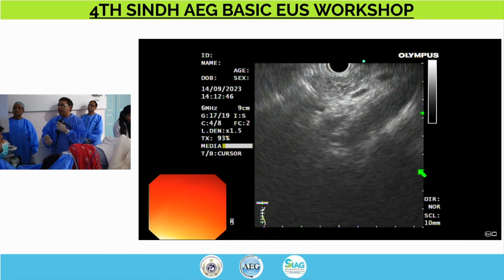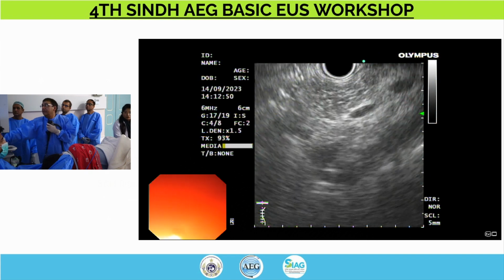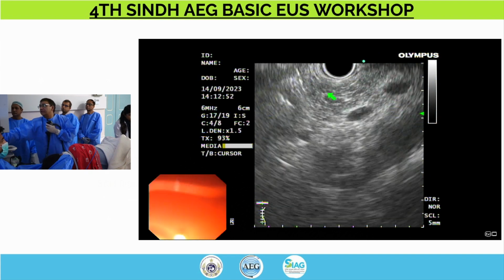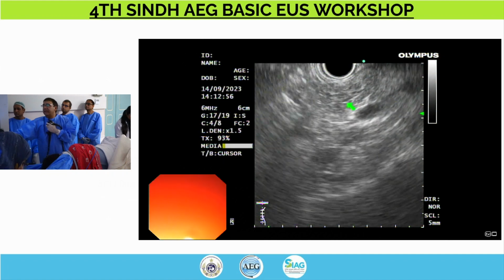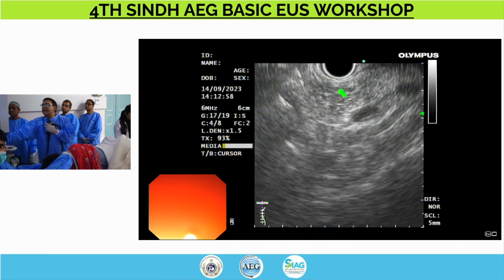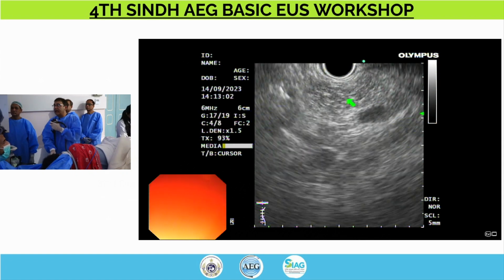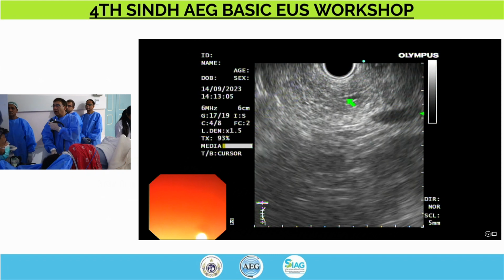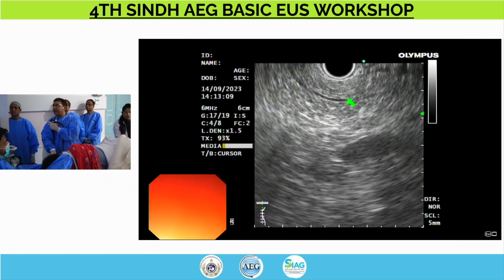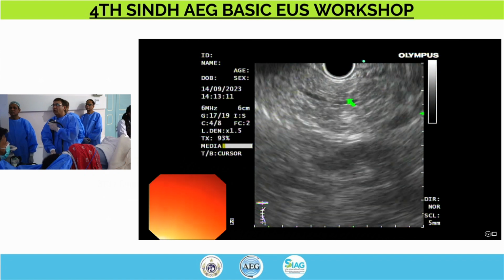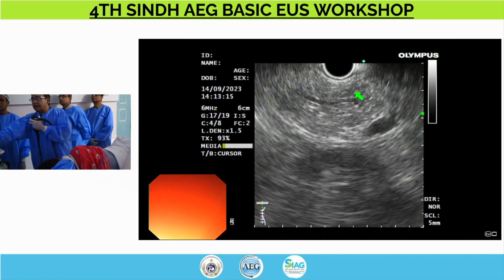So here, if I have to go towards this, this is the body of the pancreas right here. Duct is right in the center. I'm keeping that underneath the transducer to go towards the distal body and tail of the pancreas. I'm rotating it clockwise and pulling the scope back. Pulling the scope back. You see the duct right here.